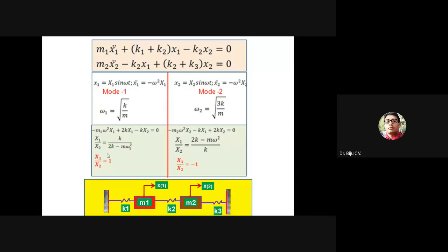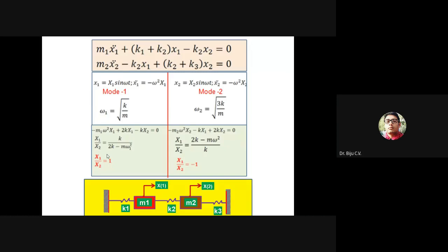What about the second mode? The second mode is root of 3k divided by m, and the x1 by x2 value is -1. That means x1 you can take as 1, then x2 value is -1, or vice versa. That means mass m1 is moving towards right 1 unit, while mass m2 is moving towards left the same 1 unit. That is, m1 and m2 are approaching each other.